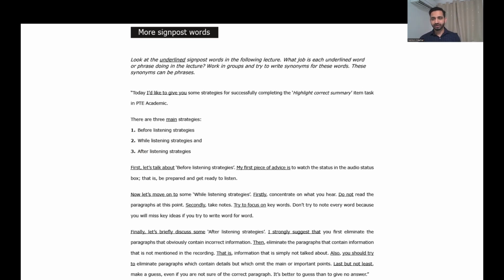Work in groups, and if I had a class with groups, we could work in groups, but this is an online course. You will be working on your own. You want to write down synonyms for these words. These synonyms can be phrases as well. You can use words or phrases instead of these signpost words.